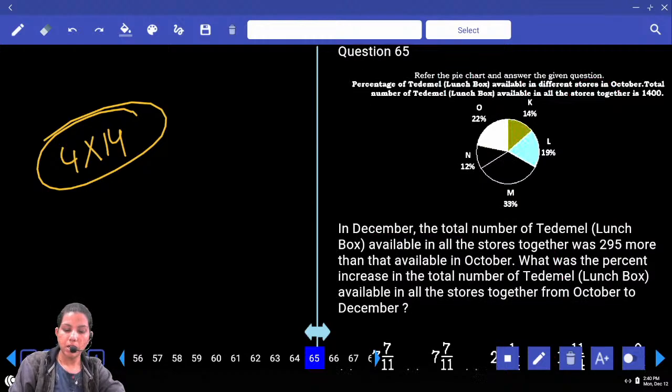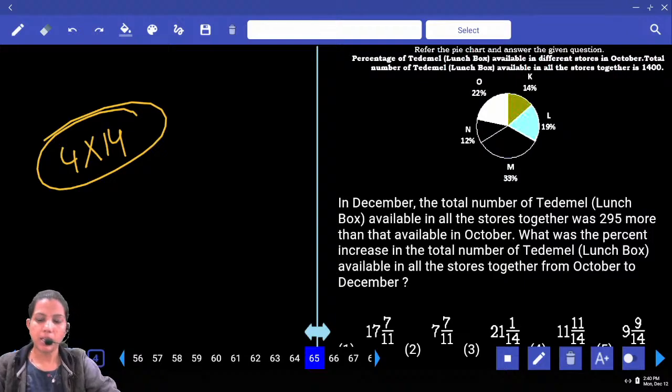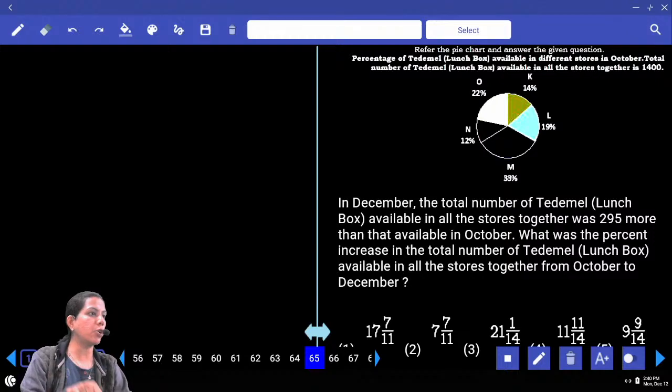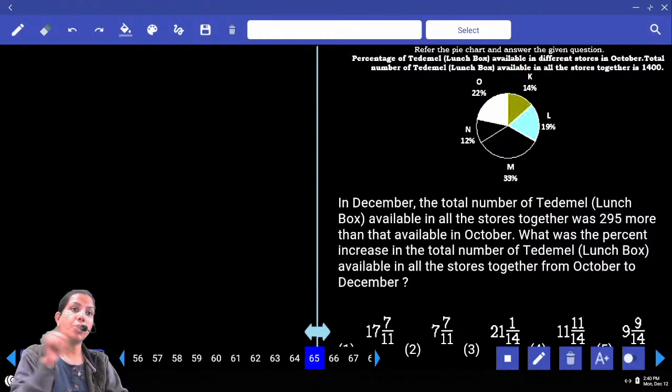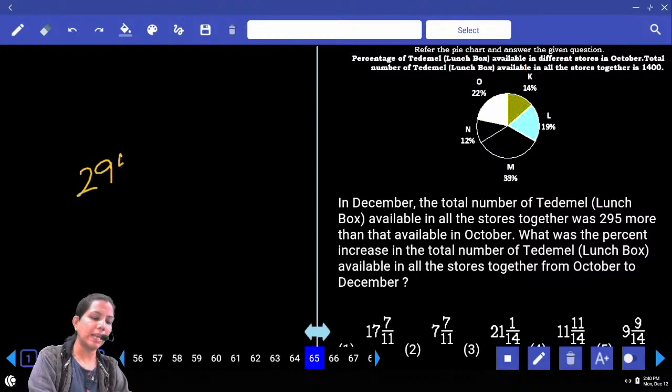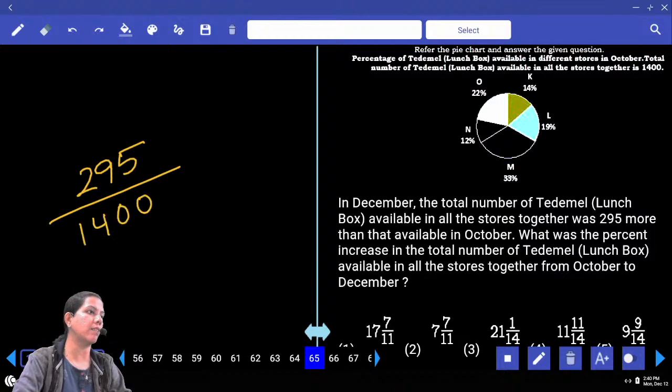Next question number 65. In December, the total number of treadmill available in all the stores together was 295 more than the available in October. Then what was the percentage increase in the total number of treadmill available in all the stores together from October to December? Already we know that. What is October total value? 1400. Compared to the October, December is how much more? 295. So that means clearly 295 is what percentage of 1400? This is the question directly.